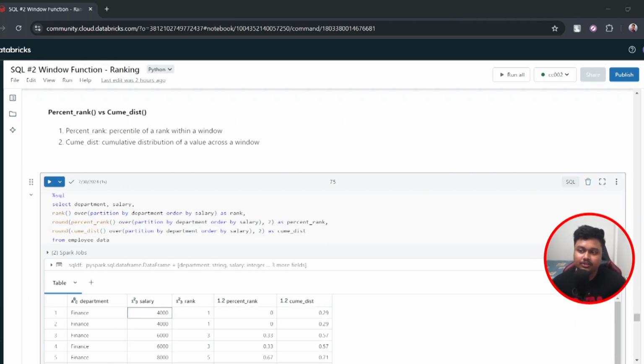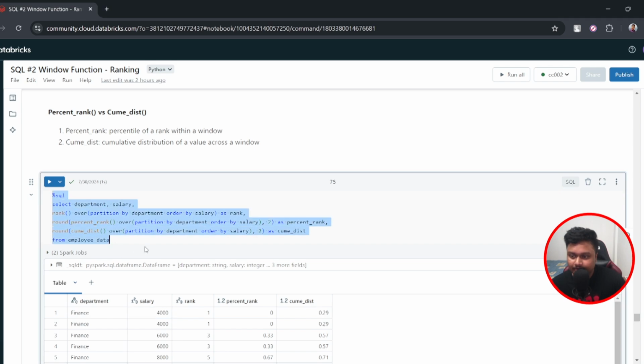Before moving to the next section, there's one point that I wanted to discuss, which is the difference between percent rank and cum dist. Percent rank is the percentile of rank within a window, and cum dist is the cumulative distribution of a value across a window. We have discussed both of them individually, but let's compare the data together.